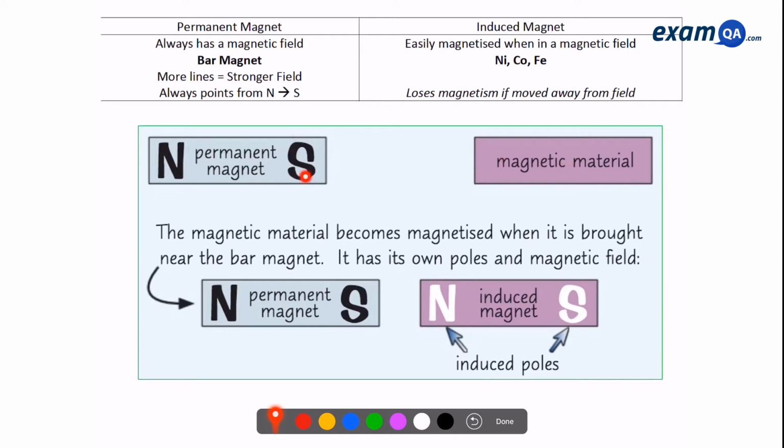As soon as you bring it close to it, this will get induced. Now look, it's got a magnetic field. But notice that the pole that was closest to it, it will get the opposite of that. So if this is south, this becomes north. If this was north, this will become south. So it will always be induced opposite to what is closest.